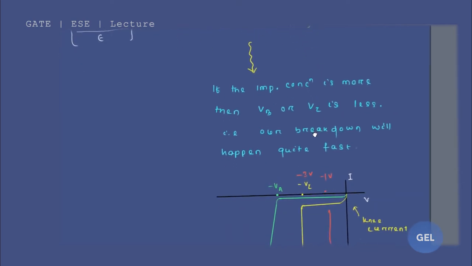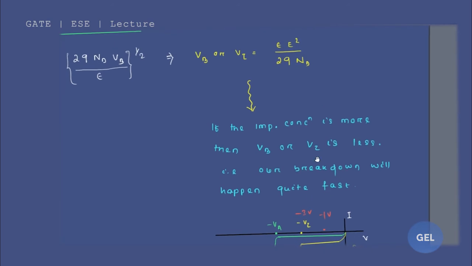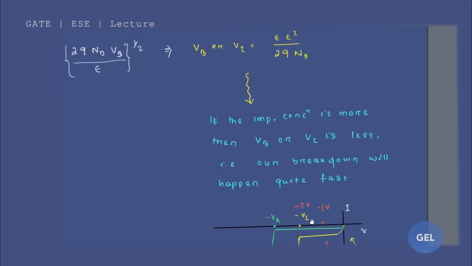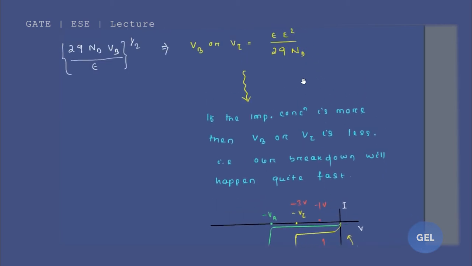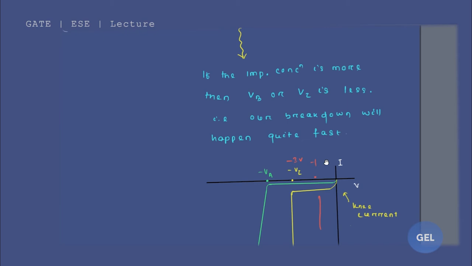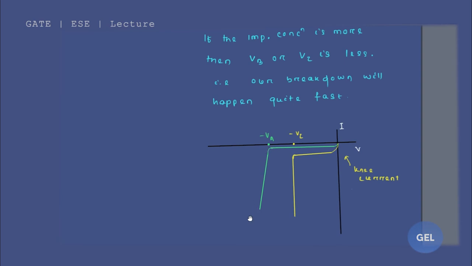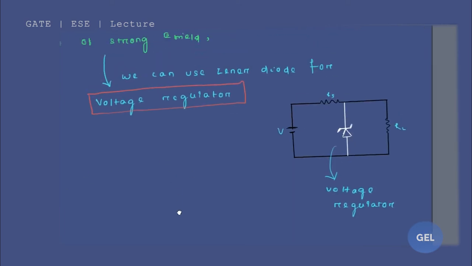You got this point? So in order to adjust or control the Zener voltage, or basically in order to minimize this Zener voltage, you need to increase the doping concentration. So through that, you can adjust the Zener voltage. Okay, Zener breakdown. Now, this is your graph for avalanche breakdown, and this is your Zener breakdown, and this small amount of current is called knee current.